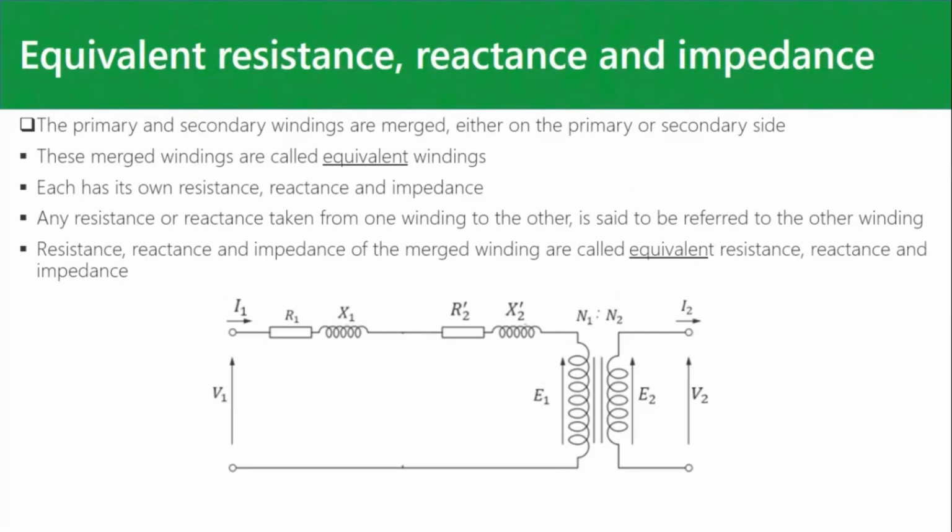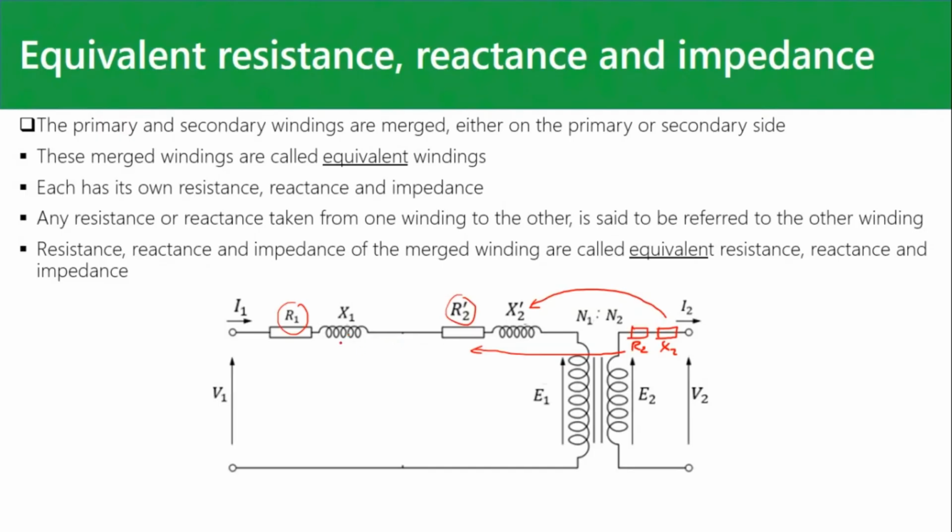Then what we do is, it's still difficult to work with on both sides of the transformer. So what happens if we take this R2 and this X2 here, and there's a process called referring. So we refer X2 to the primary, and we call it X2 prime. We refer R2 to the primary, and we call it R2 prime. Then we're going to add R1 and R2 prime, because they're in series, we can add them.